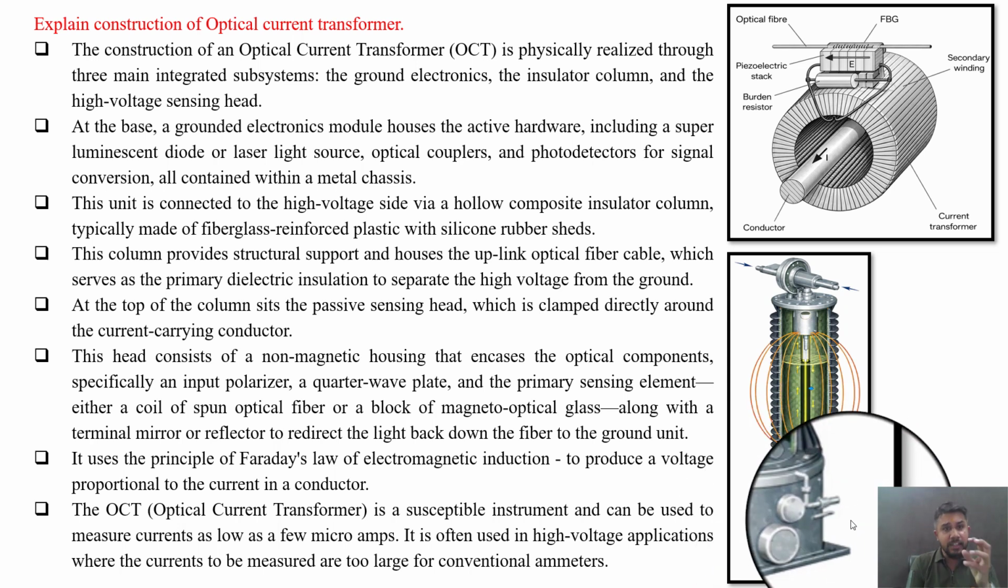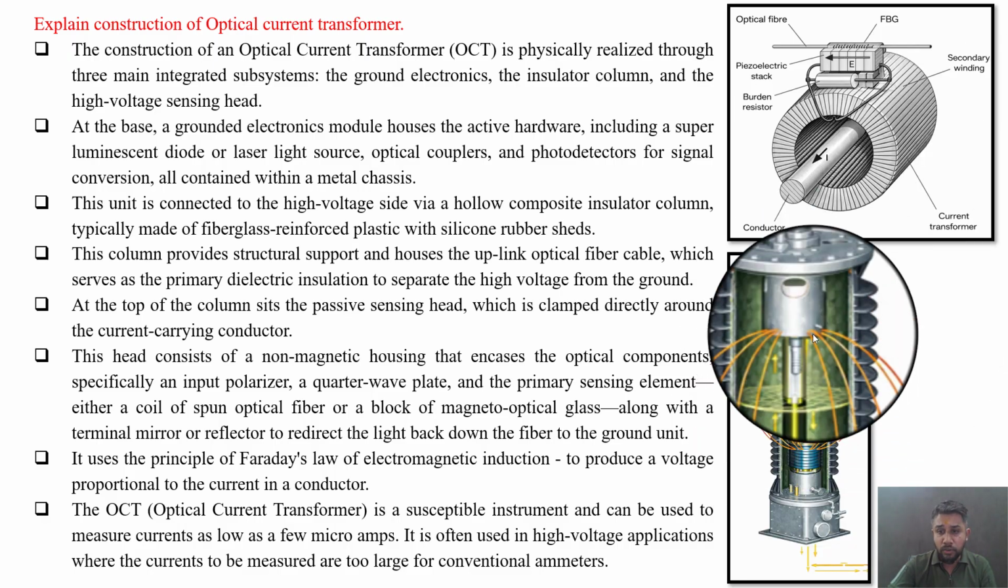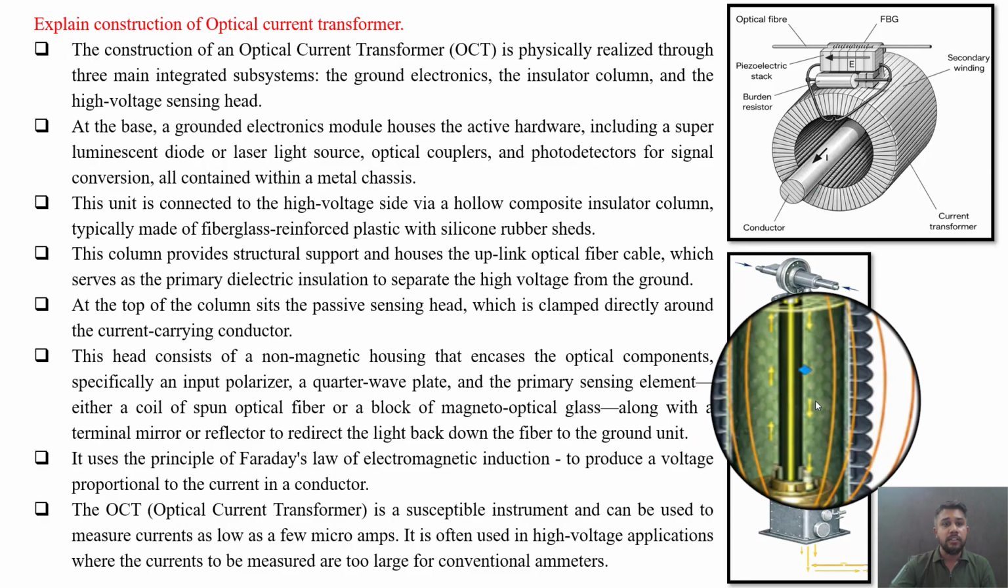The unit is connected to the high voltage side via a hollow composite insulation column. This is typically made up of fiberglass reinforced plastic with silicon rubber sheets. This column provides the structural support and houses the uplink optical fiber cable, which serves as the primary dielectric insulation to separate the high voltage from the ground.